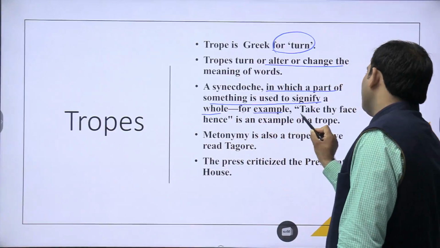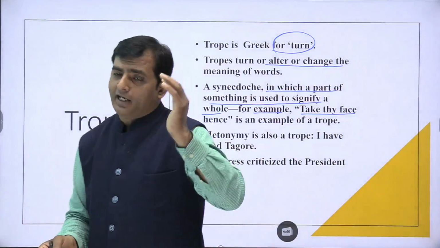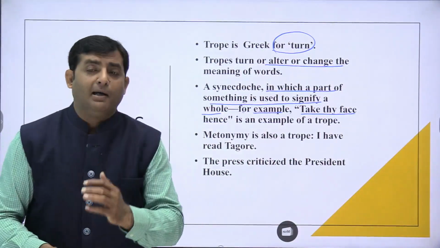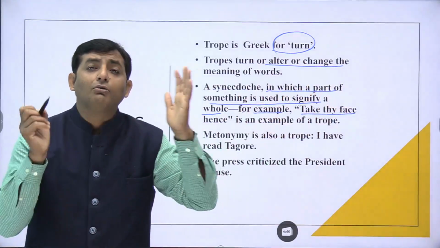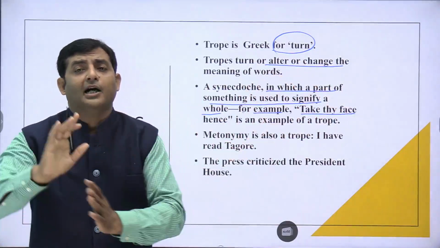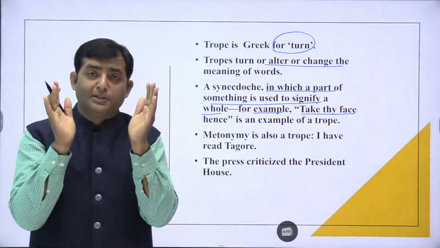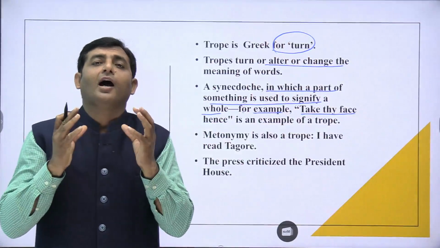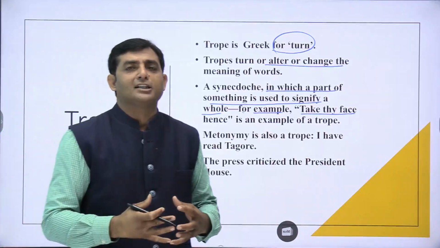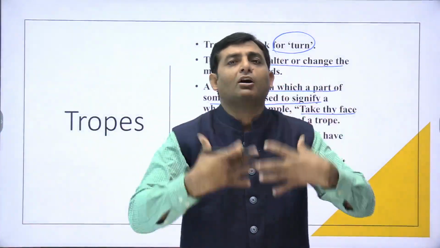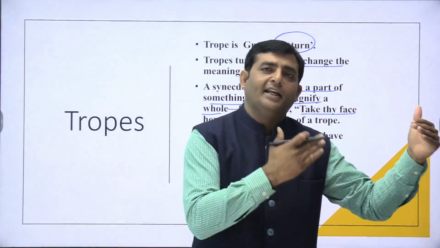For example, take thy face hence. This is a speech from Macbeth. Suppose that someone says, take thy face hence. How could you take your face without going whole? Face is the part. Take thy face. Face is a part of the body and it represents the whole of the body. Face represents the whole of the body. Part represents whole. This is called synecdoche.